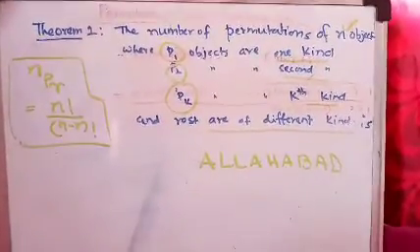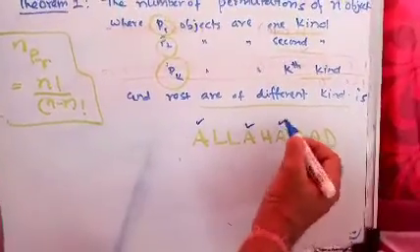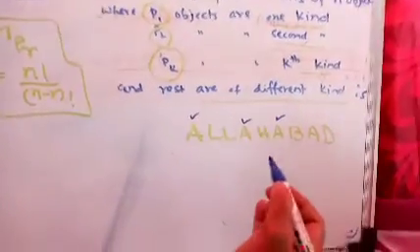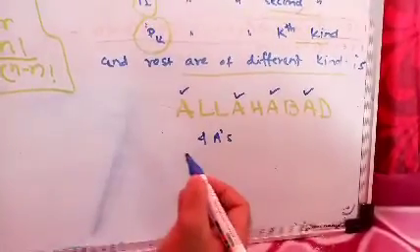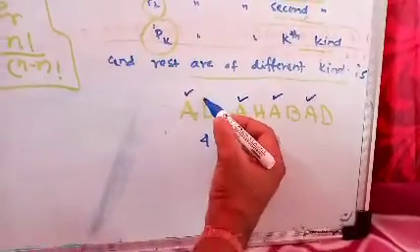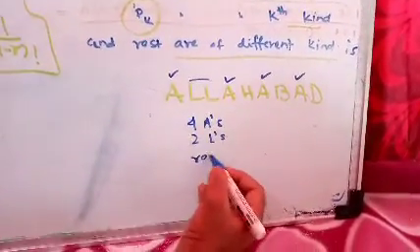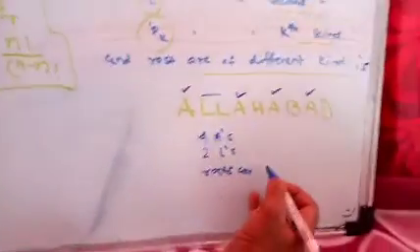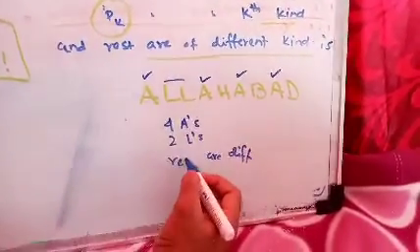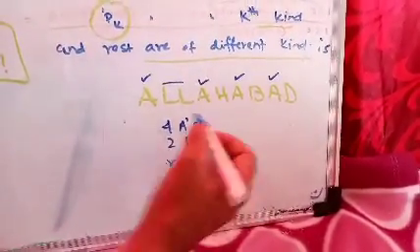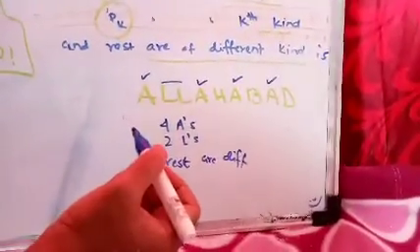So here all letters are not the same. See how many A's are there? 1A, 2A, 3A. How many A's are there? 4 A's. So we have 4 A's. And how many L's? We have 2 L's, and the rest are different. So 4 A's are repeated, right? 2 L's are repeated. So how will we calculate this?